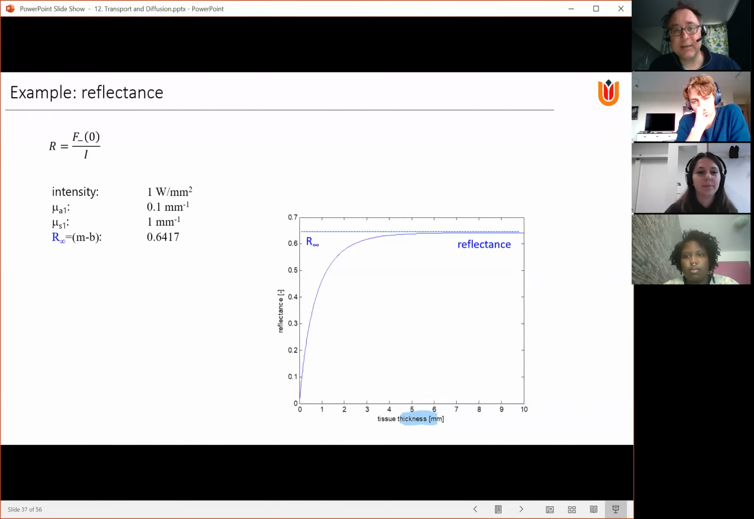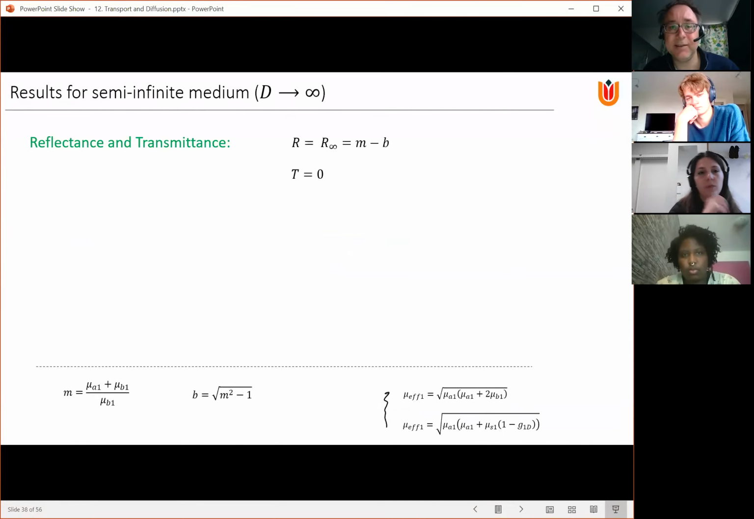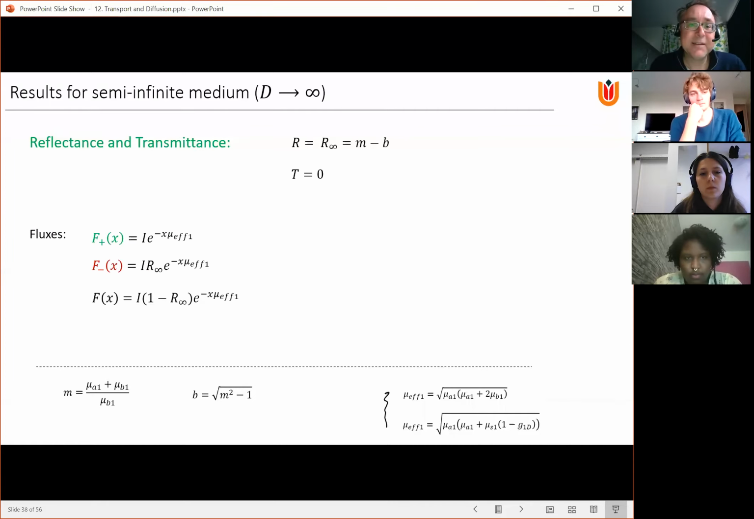So if you then look at that semi-infinite medium, then also the equations become a lot simpler, because the d that was in there can be taken to infinity. A couple of results for that special case are that the reflectance goes to a limiting value of m minus b, and again the definitions of m and b are below there. The transmittance for an infinitely thick medium is 0, because there is no other end. And the equations for the fluxes really simplify to single exponentials.